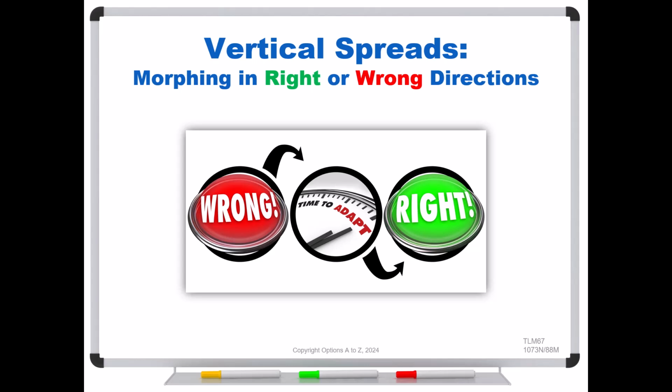Well, then that raises a good question. When should we use a debit or when should we use a credit? There's a lot of different reasons. Two of the main ones have to do with skews, which could certainly drive us to a debit or a credit spread. But another one that traders overlook is the potential morph. This is where you have to understand this idea of morphing in the right or wrong directions. So what is this all about? Well, let's go find out.